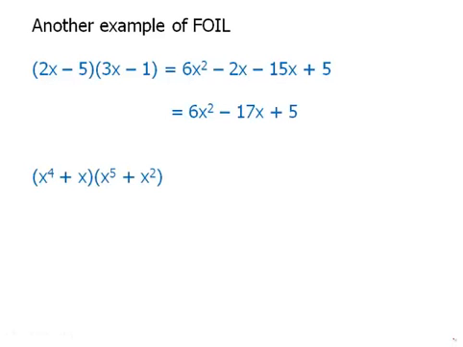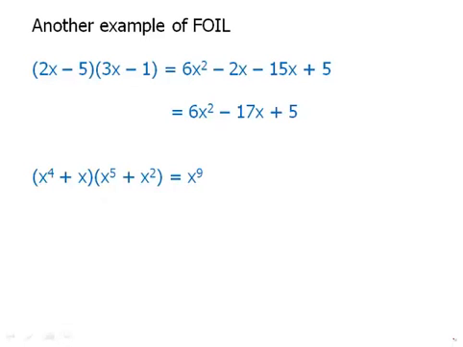Here's another one with some higher powers. This is good practice for that power rule. When we multiply here, we get x to the fourth times x to the fifth. And as we talked about in the previous video, what happens when we multiply powers is we add the exponents. So 4 plus 5 is 9, so x to the fourth times x to the fifth is x to the ninth.